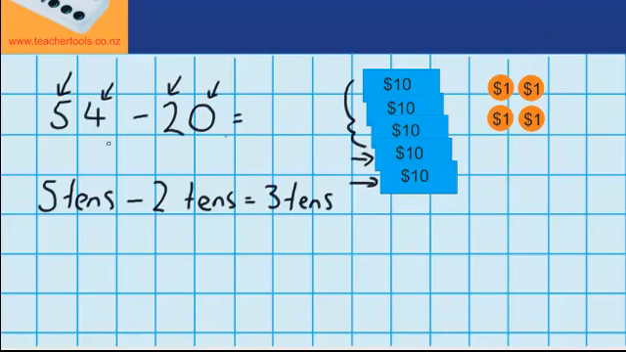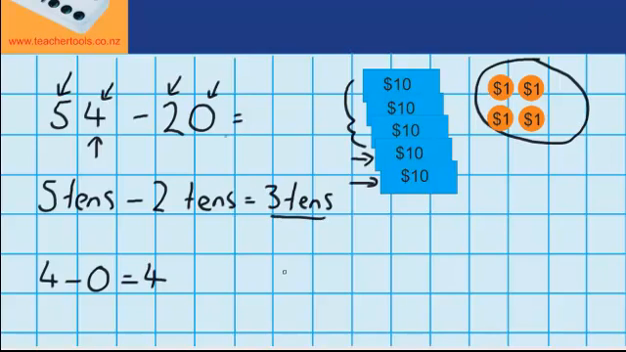Now the next part's really easy. We're on to the ones. You can see I've got 4 ones. You can see them over here. If I have 4 ones and I don't have to take away anything, that's going to leave me with 4. So let's put together what we're left with. We're left with 3 tens, which we know is 30, and these 4 ones. 30 plus 4 is 34.